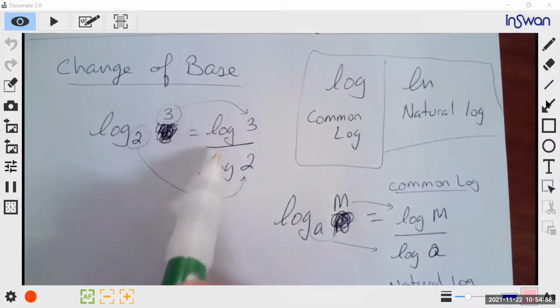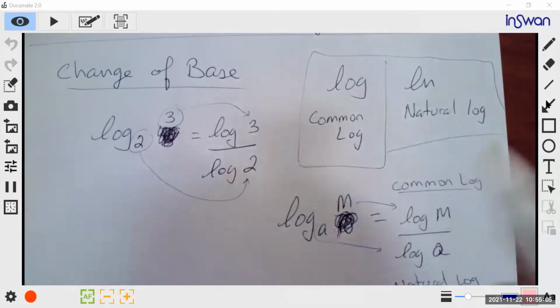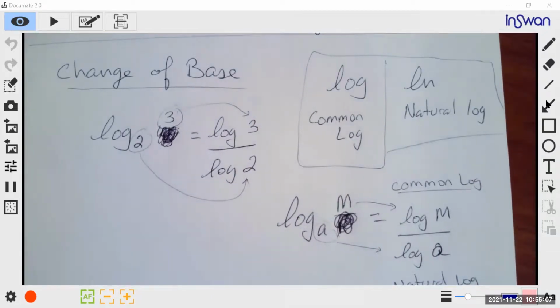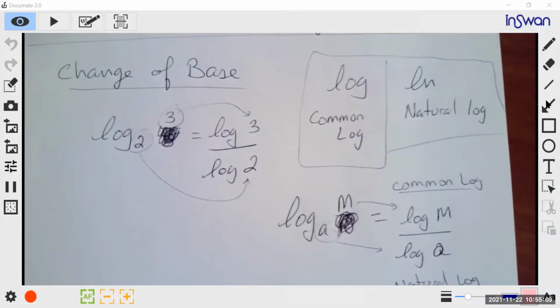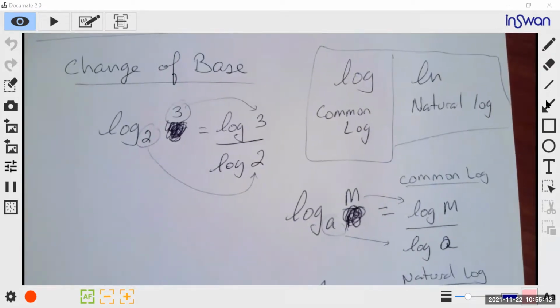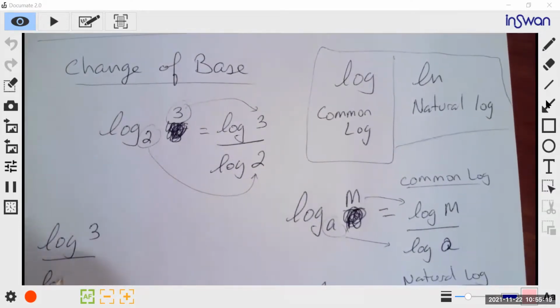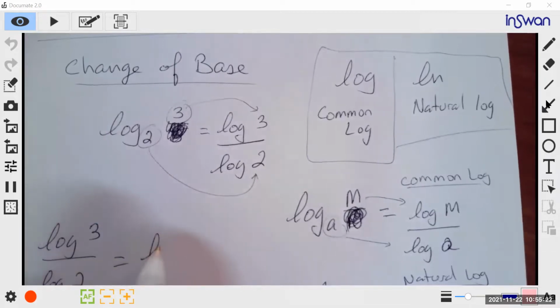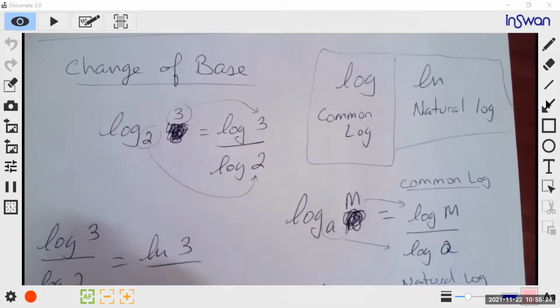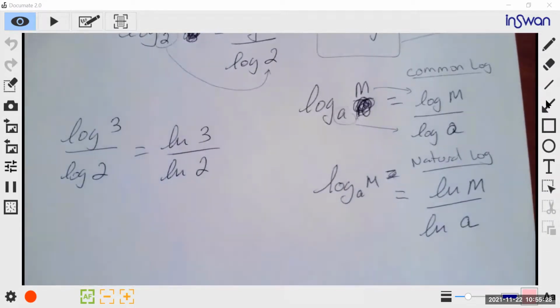Did it give you the same answer if you use both, log or ln? Yes, good question. Because it's the proportion that you're looking at. It's the ratio of numbers, so it's going to be the same answer. Very good question. Yeah, so log of 3 over log of 2 will give you the same ratio as ln 3 over ln 2 because it's the ratio you're looking at.